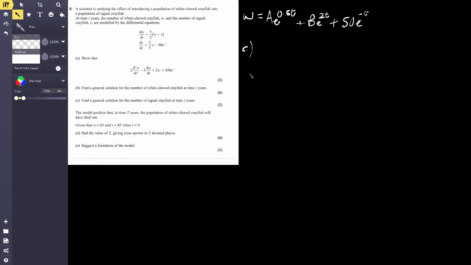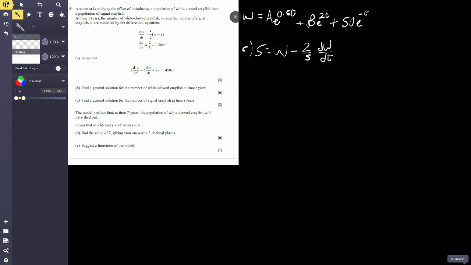So that's my excuse. Now for part C, it's asking us to find a general solution for the number of signal coefficient at time t. This is only 2 marks when the previous one was 6, so it's a clue that you don't need to do everything again. You can just rearrange and use your previous answer to help you. S, we already wrote down before. S was W minus 2/5 of the derivative of W with respect to t, so that's W minus 2/5 dW/dt.